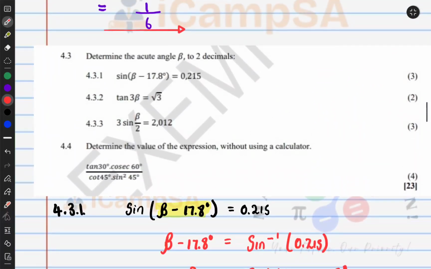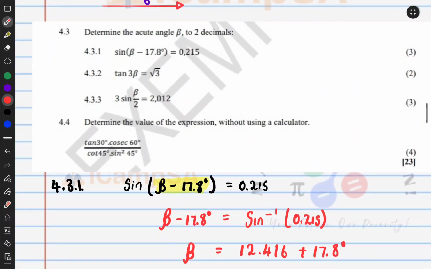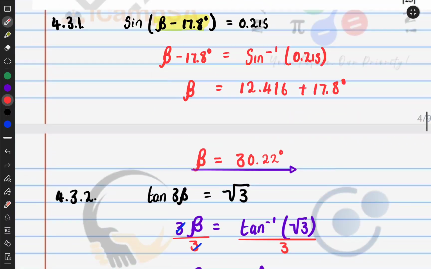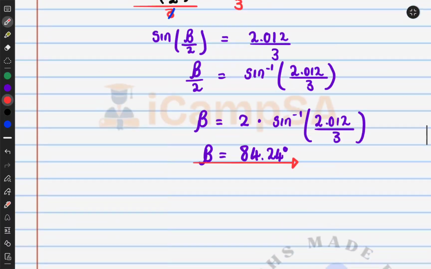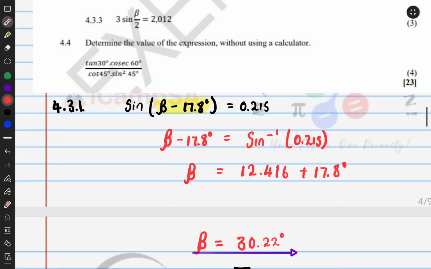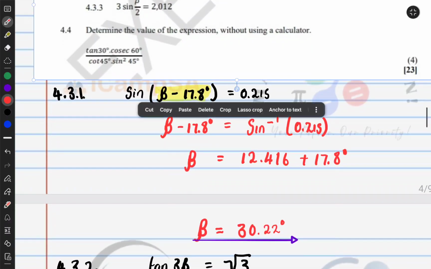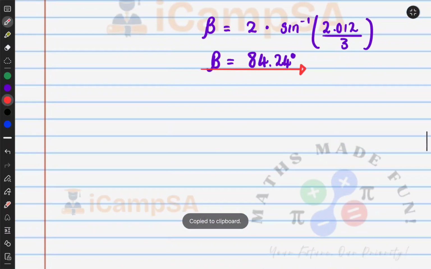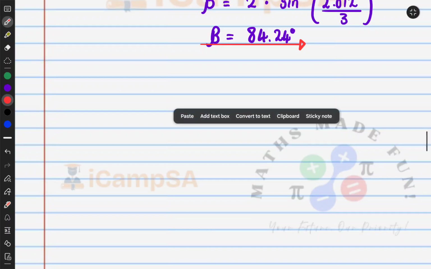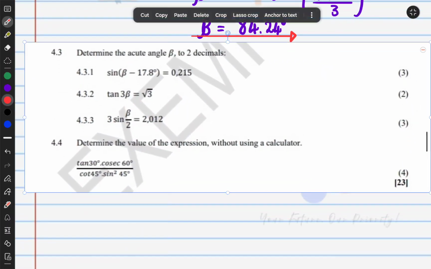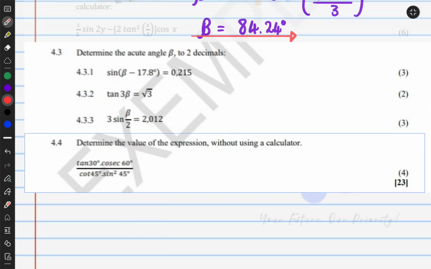84.24 degrees. And that is that for 4.3. Let's go ahead and do 4.4. Let's see. Okay, we still have a space. I just need to copy this. Okay, let me do it like this. Paste. And at this point we just need 4.4.